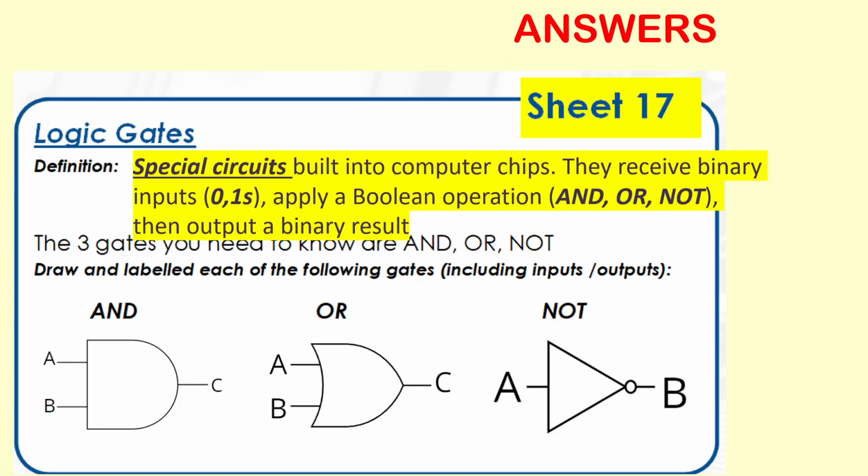Okay, checking your answers. Definition: they are special circuits built into computer chips. They receive binary inputs, for example 1s and 0s, apply a Boolean operation, for example AND, OR, NOT, and output a binary result. And the 3 you need to know: AND, OR, NOT. Make sure you've labelled the inputs A, B, C, and just A and B on the NOT one. And make sure little things like you've got the little circle on the NOT gate as well.